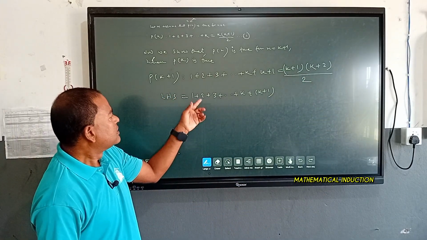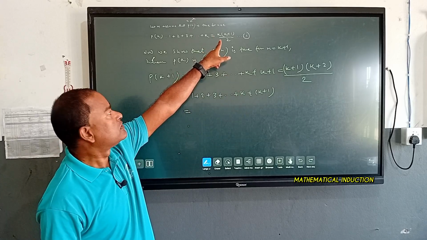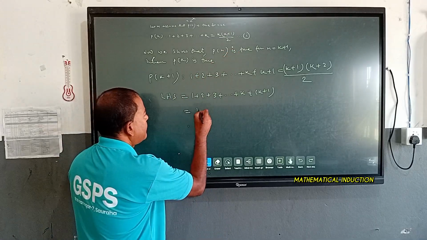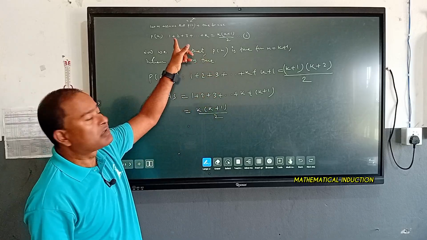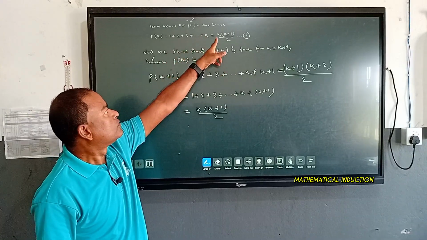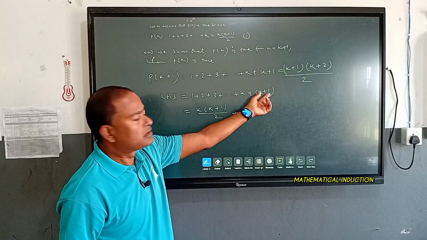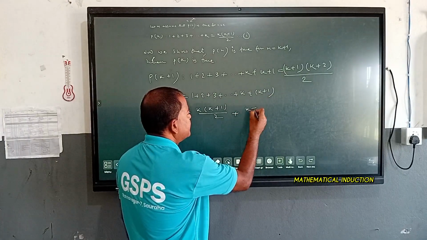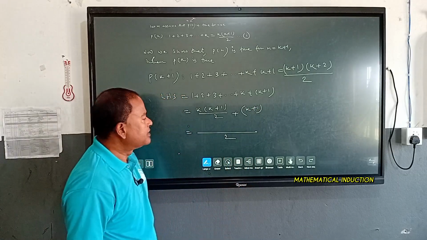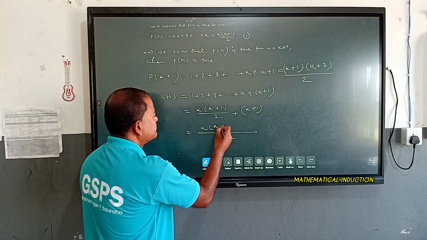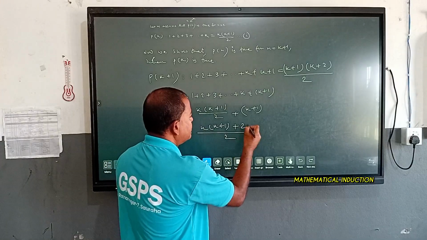The sum of the terms from 1 to k, we have already found, is k times k plus 1 divided by 2. Now the last remaining term is k plus 1. Dear students, now if we take the LCM, then we get k times k plus 1 plus 2 times k plus 1.